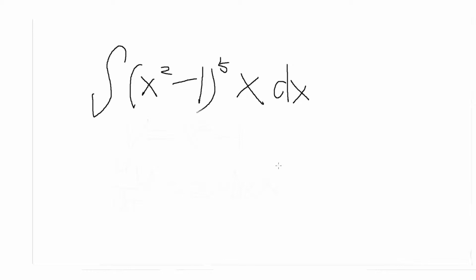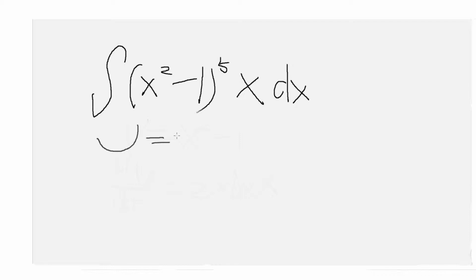If we integrate (x squared minus 1) raised to 5 times x dx, we can notice that the difference in powers between x squared and x is 1. Therefore, we can use the U substitution. So make sure we use the highest-powered term as U. In this case, x squared minus 1 has the highest power. Therefore, we use it as U.